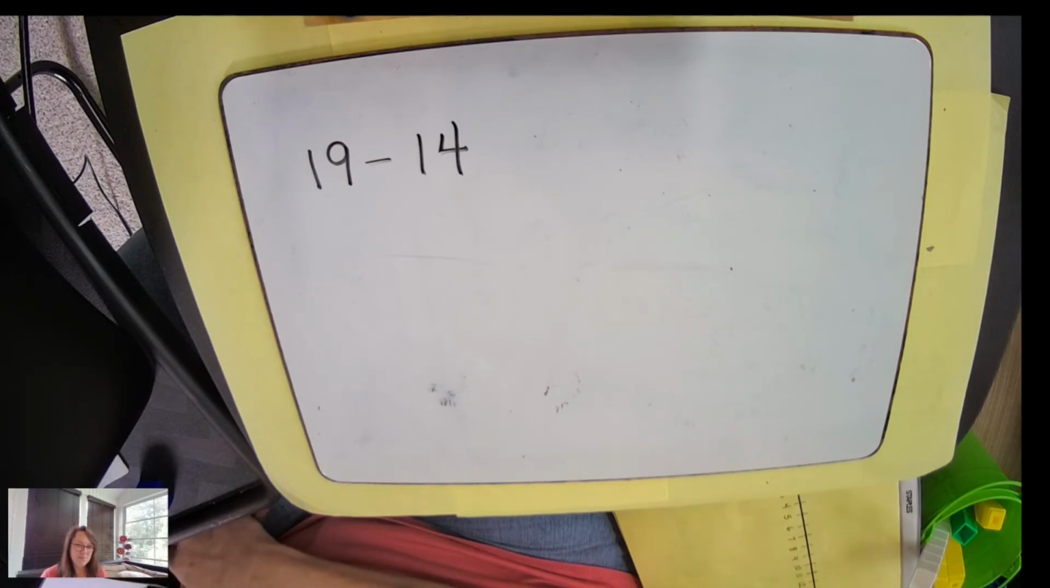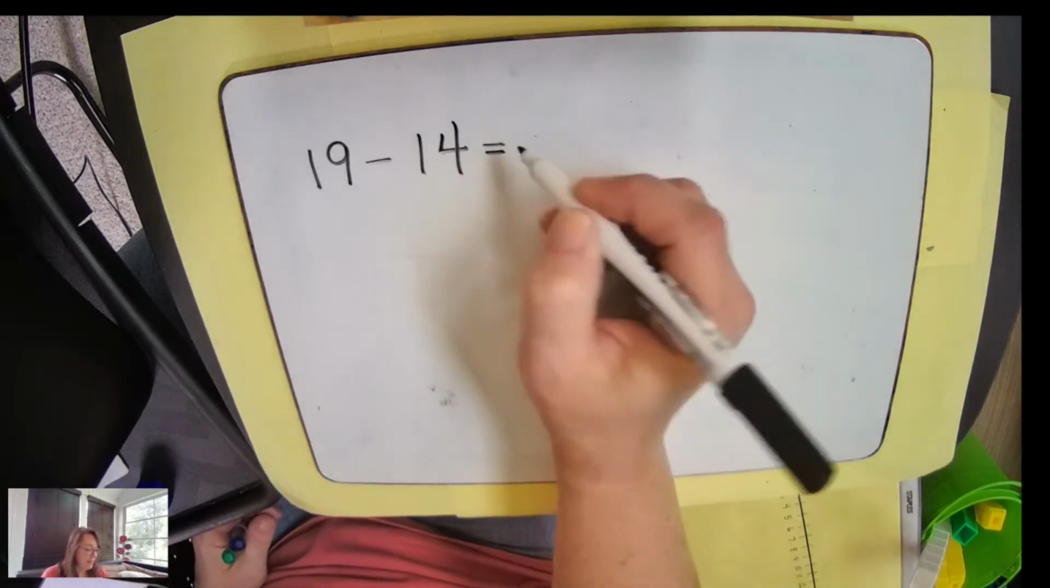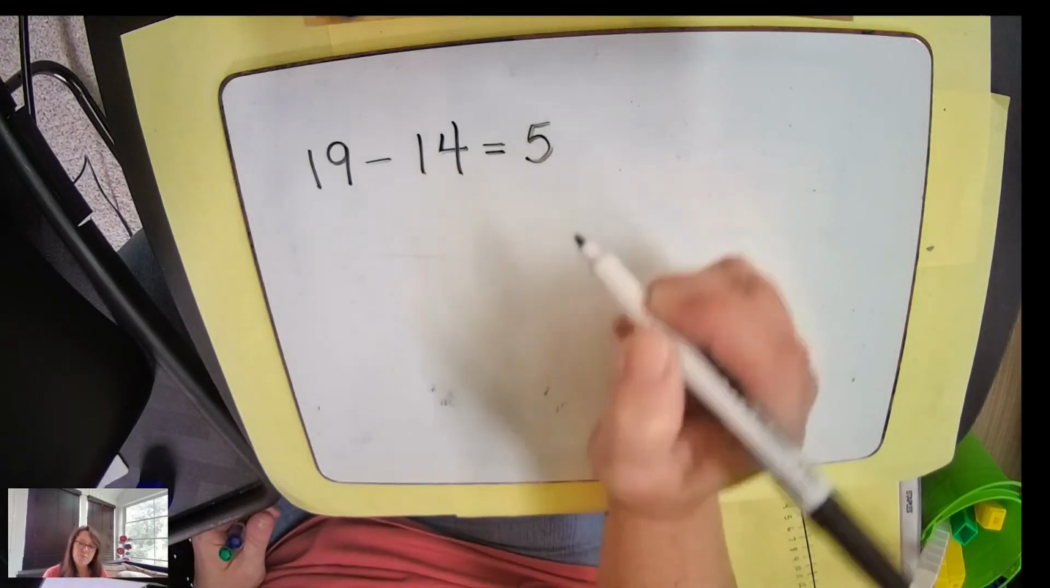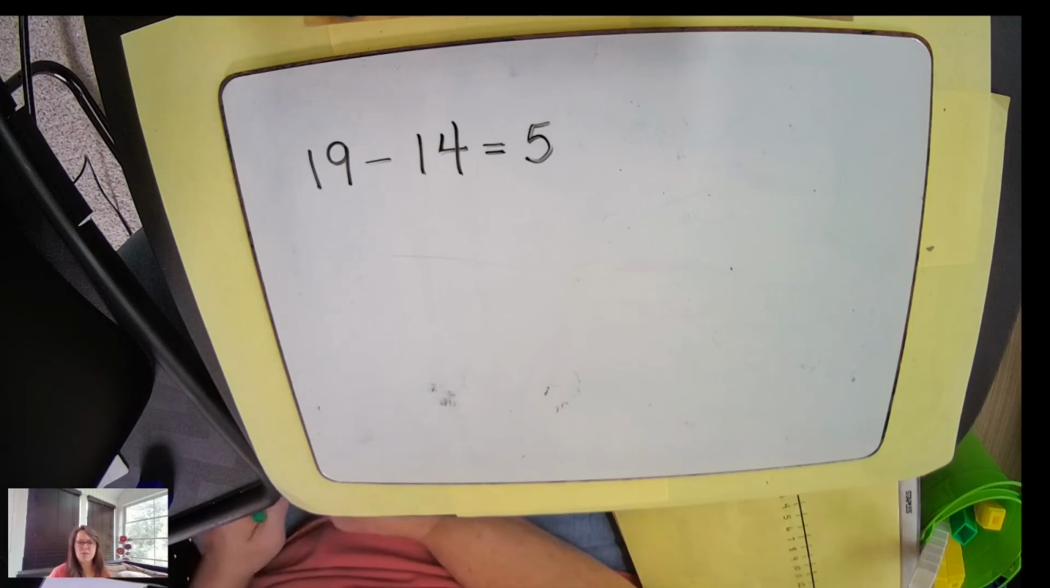Susan. Susan says she thinks the answer is 5. Do we agree or disagree with 5? I see a lot of people agreeing that the answer is 5. Susan, tell us about how you solved this problem.